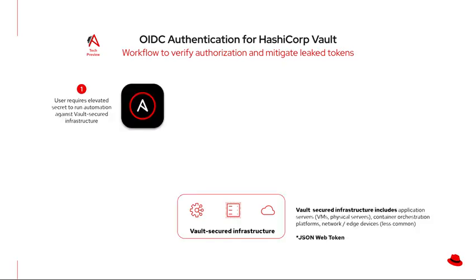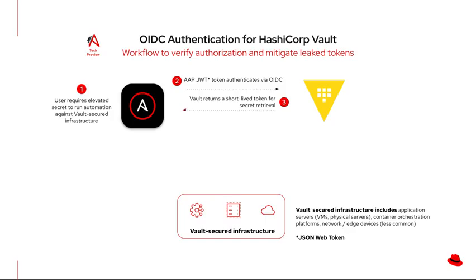When a user needs to run automation against Vault-secured infrastructure such as VMs or network devices, instead of pulling a stored credential, Ansible Automation Platform generates a short-lived token that includes the job template, the organization, and the user, and authenticates that directly with Vault via OIDC.